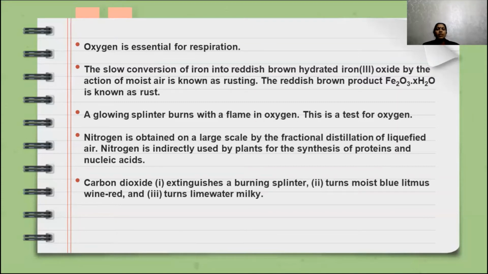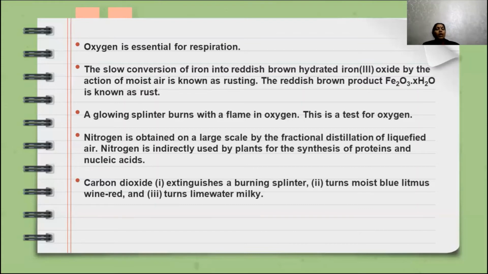Then the next gas is nitrogen. We know that nitrogen is obtained on a large scale, and the process is the fractional distillation of liquefied air. Then nitrogen is indirectly used by plants for the synthesis of proteins and nucleic acids. So these are the main topics mentioned here.